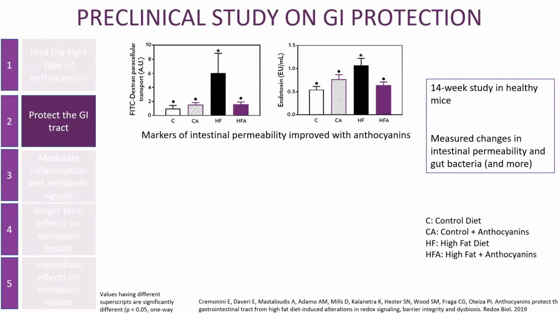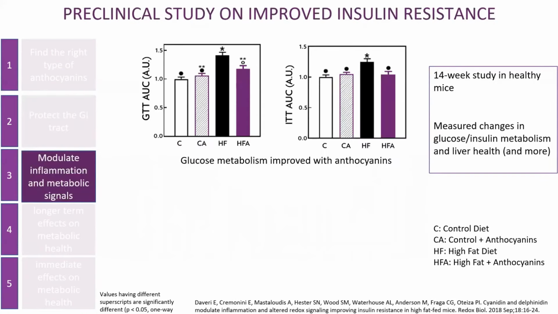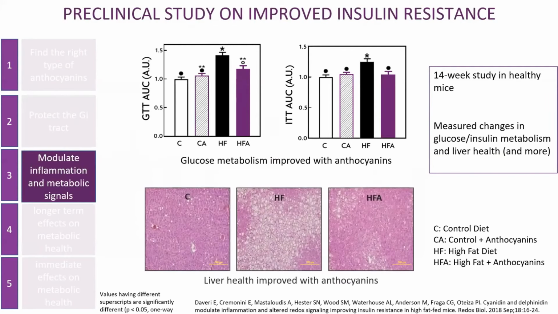of the body. So a lot of the studies that we did focused on how tight is that GI barrier and how healthy are the gut bacteria as a result of these anthocyanins. Here's some more studies that look at glucose metabolism and even beyond some of the things that you would expect.